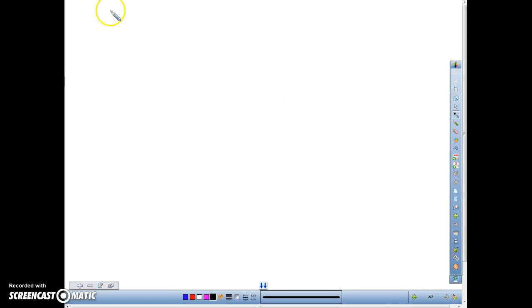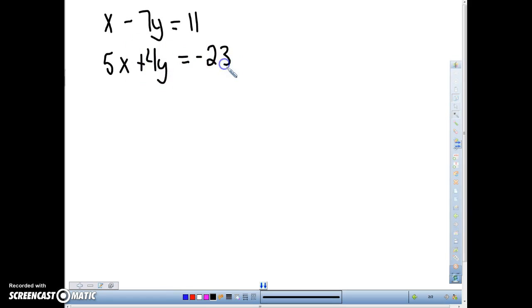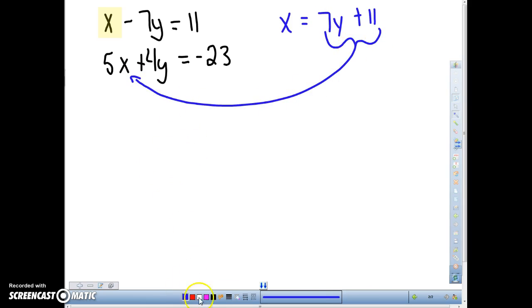Now let's do the next problem. x minus 7y equals 11, and 5x plus 4y equal negative 23. So we start with looking for the variable that's completely by itself. And let's highlight that. It's the x. That's the one that we're going to try and get completely by itself. So the only thing we have to do on this one is add the 7y. So x equals 7y plus 11. That's what x equals. So we are going to plug it into the second equation for x.